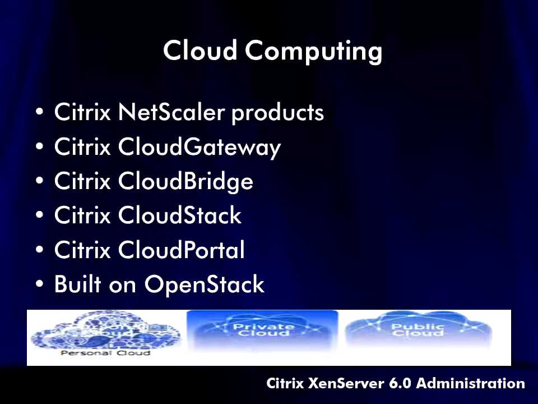Now, Citrix has high availability, which is a feature that provides easy to use, cost-effective high availability for applications that are running in virtual machines. In the event of an operating system-related failure or a complete server failure, the affected VMs will be restarted on another XenServer host.